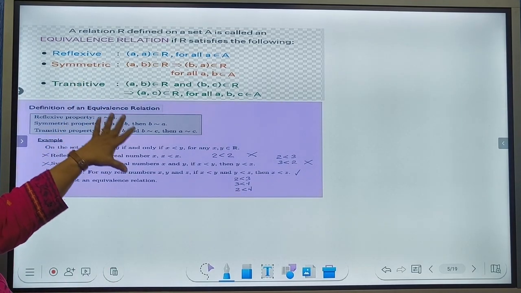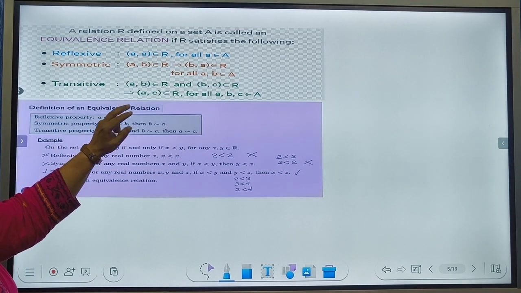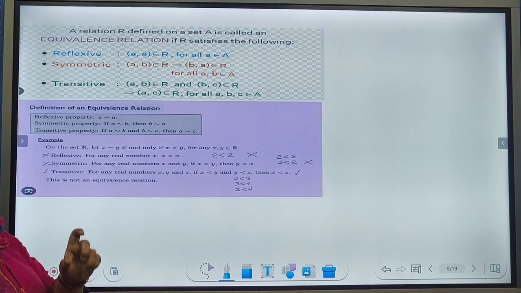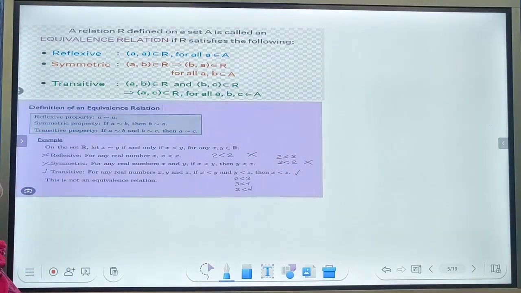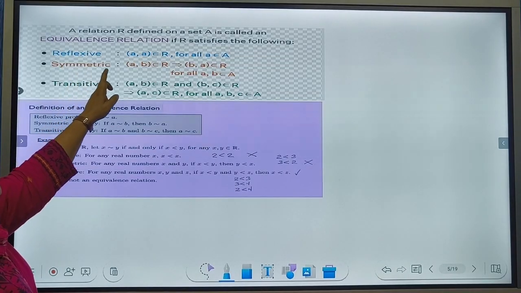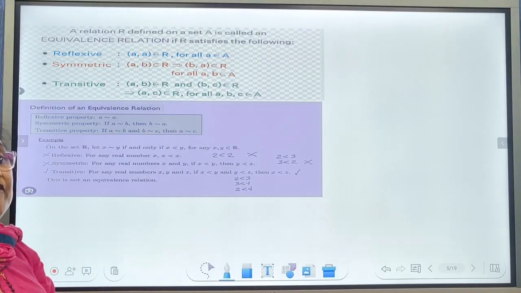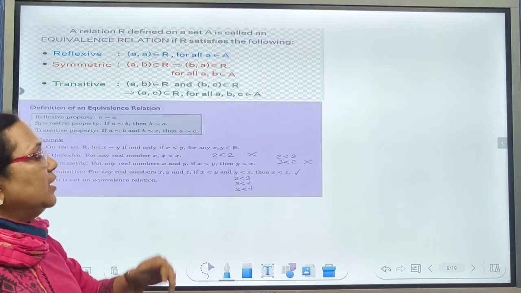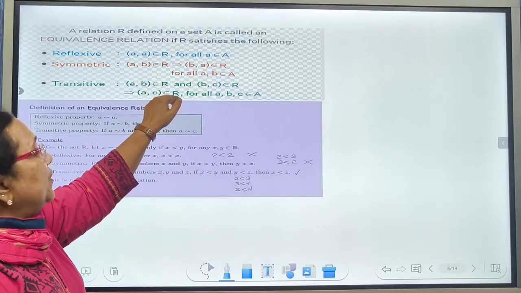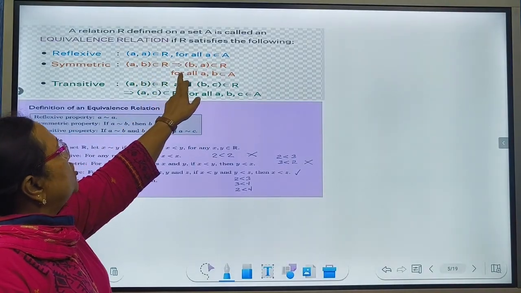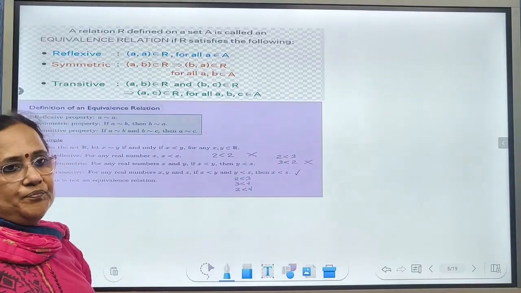So, to summarize, a relation R on a set A is said to be reflexive if (A, A) belongs to R. Every A should be related to itself. How do you write it in the form of ordered pairs? If (A, A) belongs to R for all A in A.